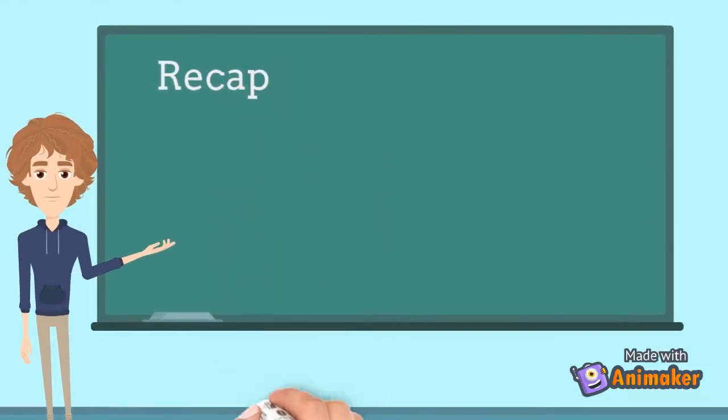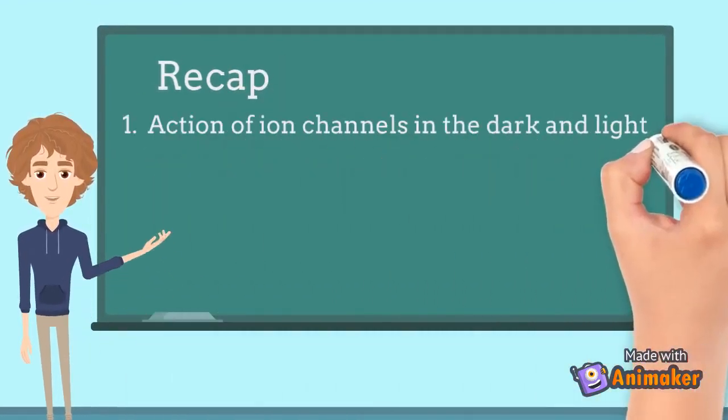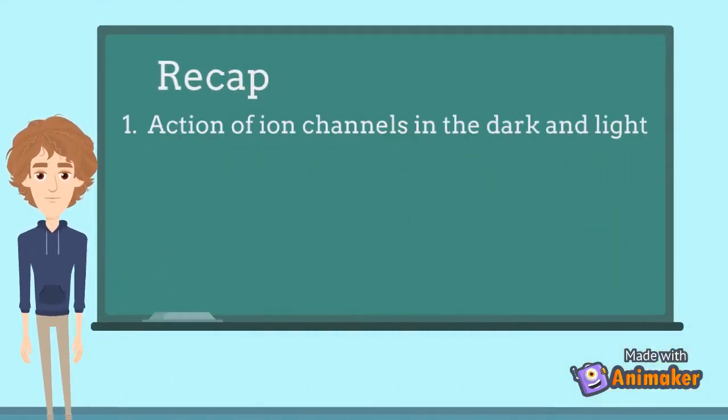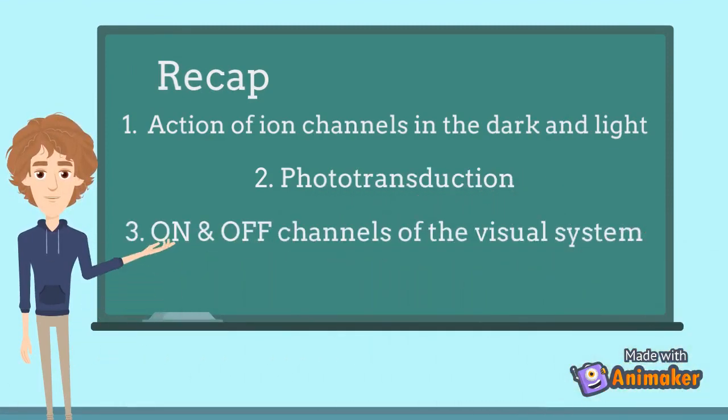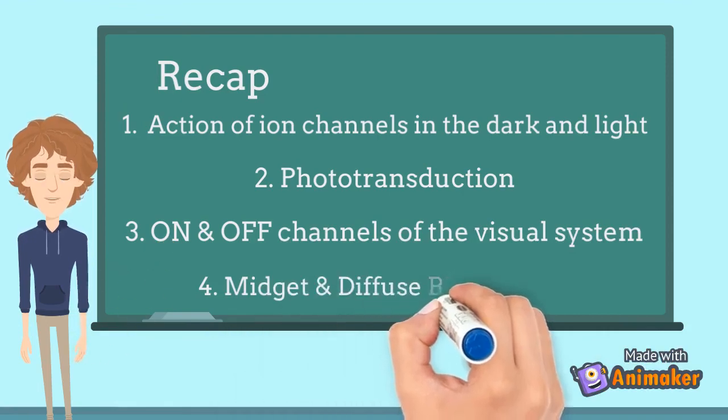To recap this video, we spoke about the action of ion channels in the dark and light, phototransduction, on and off channels in the visual pathway, and finally midget and diffuse bipolar cells.